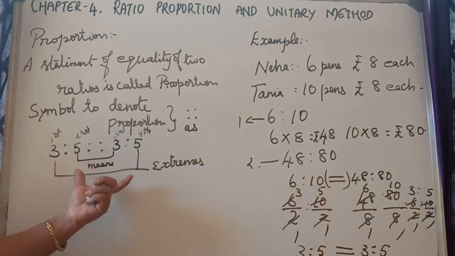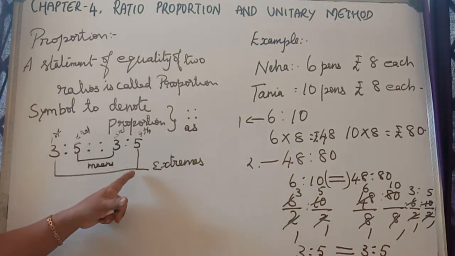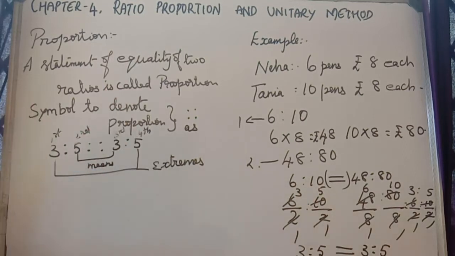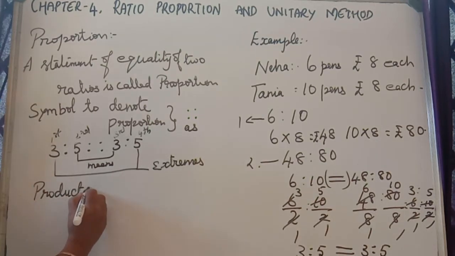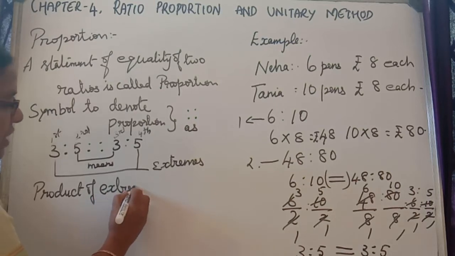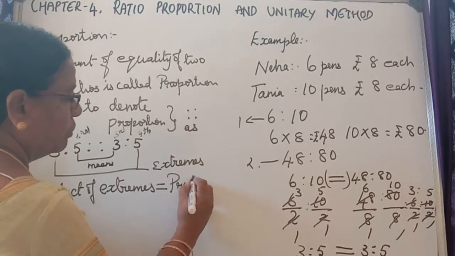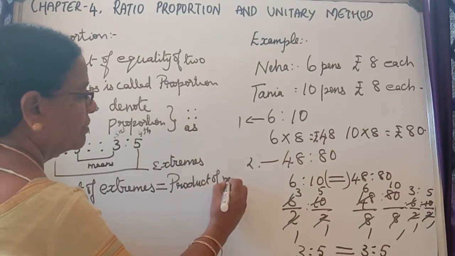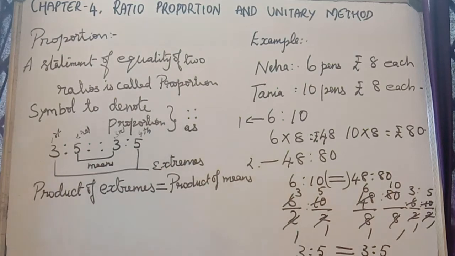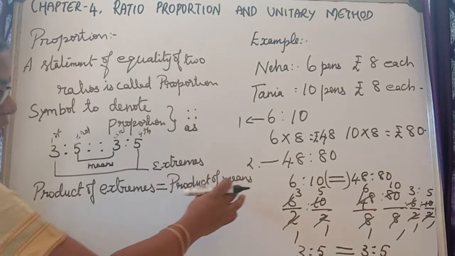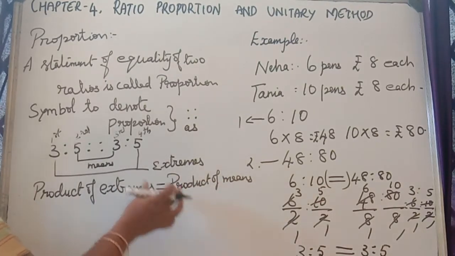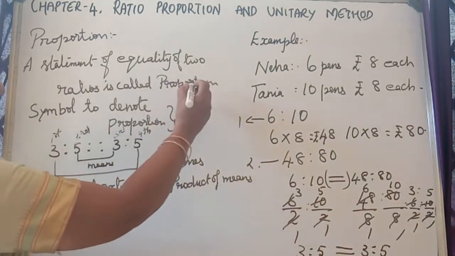Now, there are 4 terms. Whether these four terms are proportional or not, how can we find out? There is a procedure. Product of extremes should be equal to product of means. Product of extremes is equal to product of means. If the product of extremes and product of means are equal, then only these four terms are in proportion.